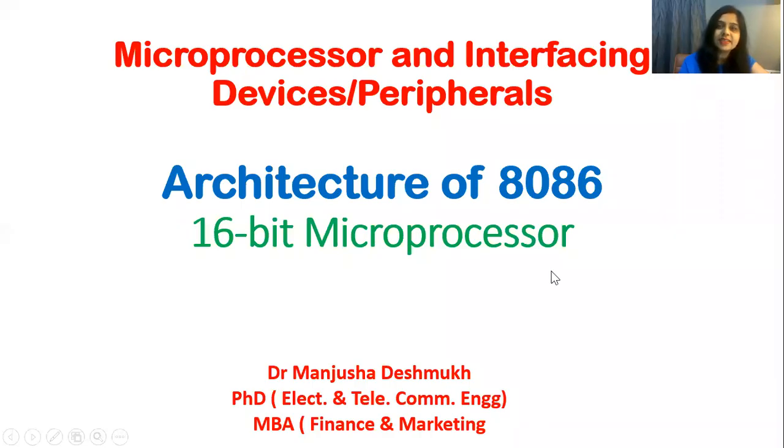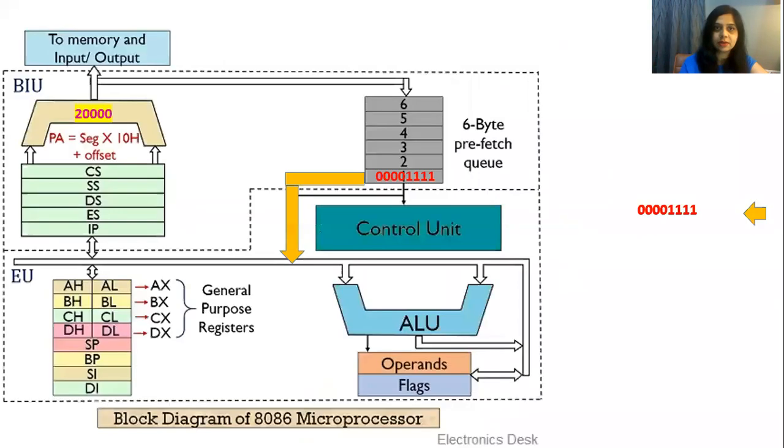Hello everyone. In this video of microprocessor and interfacing devices, I am explaining the architecture of 8086, which is a 16-bit microprocessor. So this is the block diagram of 8086. This block diagram is divided into two parts. You can see here, this is the bus interface unit and below is the execution unit.